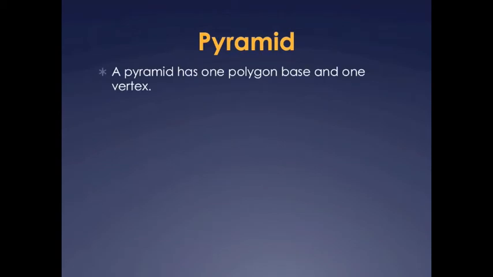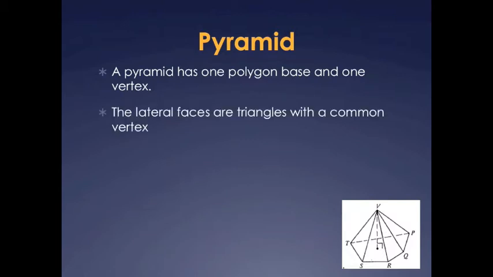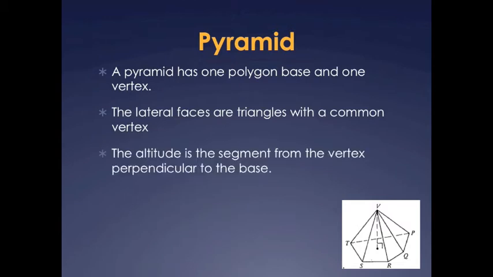A pyramid has one polygon base and one vertex. Here's an example of a pyramid. The lateral faces are triangles with a common vertex. So the common vertex on this pyramid is V. They all meet at point V.